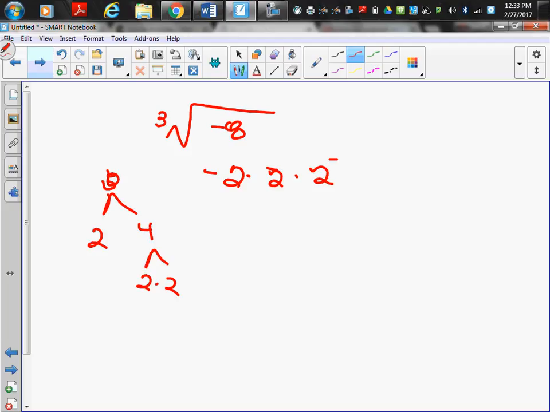The reason you can have a negative in a cubed root is because a negative times a negative is a positive, and a positive times a negative is a negative. It must be to an odd power to take a negative. Otherwise, it will be what is called imaginary numbers. And we do not want to get into imaginary numbers right now.